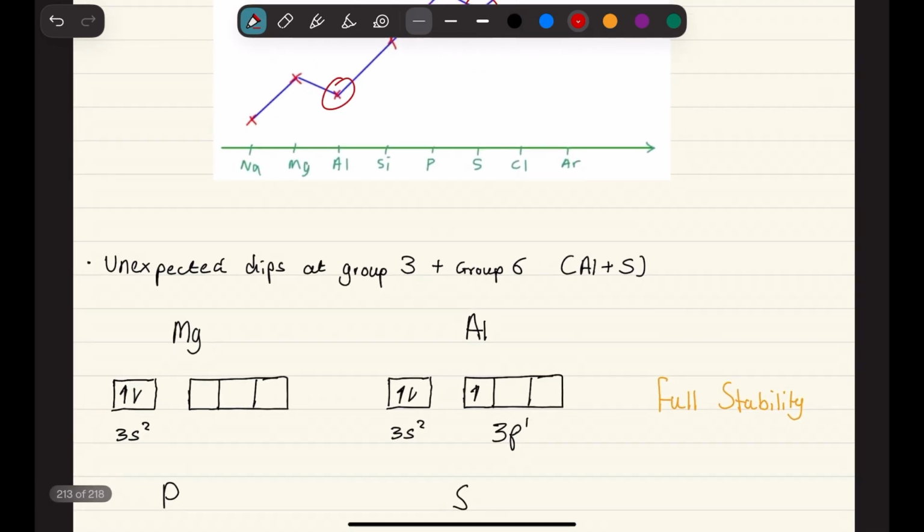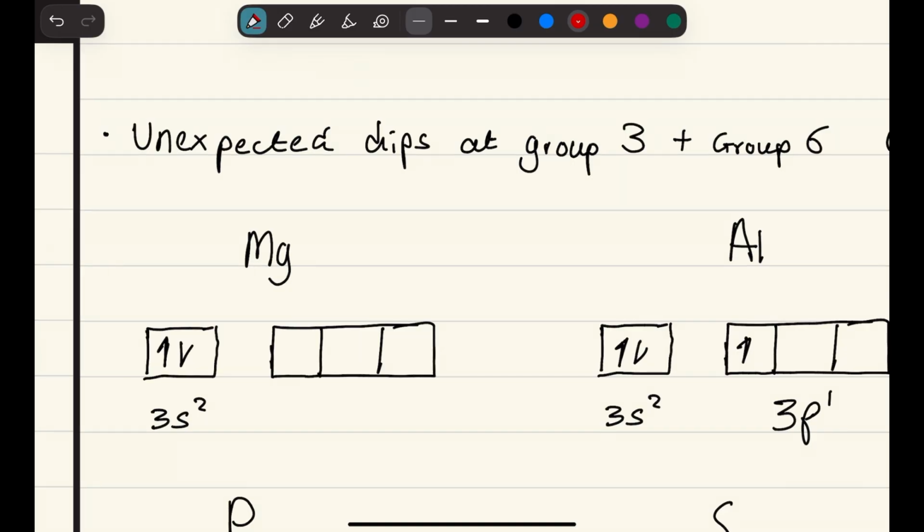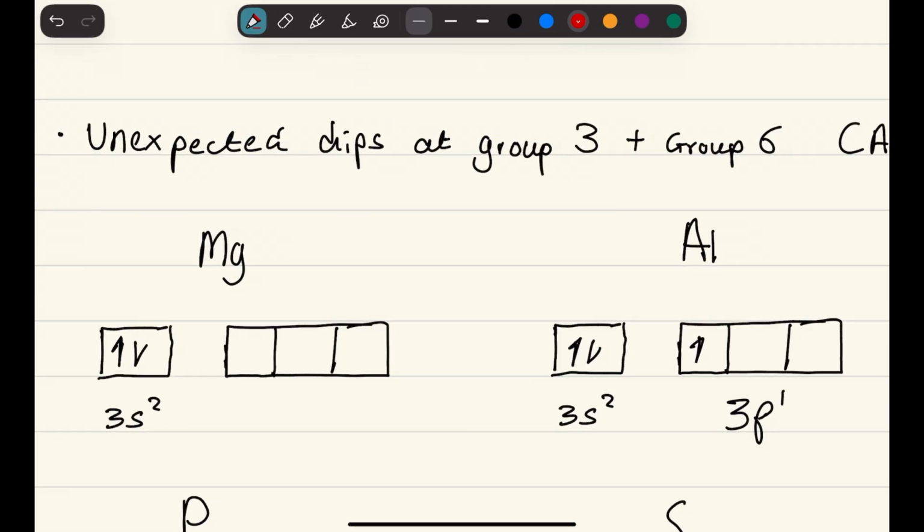So if we look at the first one, magnesium and aluminium, if we just focus on the outer shell, magnesium is 3s2, aluminium is 3s2 3p1. Now there's this thing that we call full stability, yeah? This has a full s orbital, let's highlight it. That's what the outermost electron is. That's where we're going to remove the electron from, this fully filled s orbital. And that has stability. That's very stable because it's full, yeah?